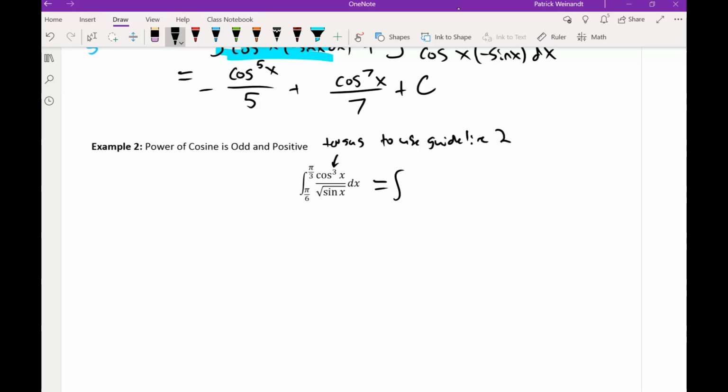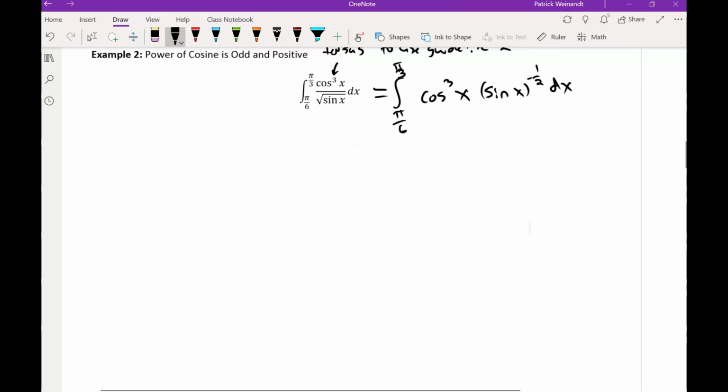So we can rewrite this technically if you want as the integral from pi over 6 to pi over 3, this definite integral of cosine cubed of x. Before you even get anywhere, you can write that as cosine cubed of x times sine of x to the negative 1/2 dx. We're just rewriting the way that looks.